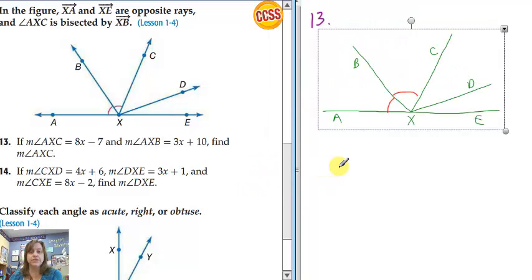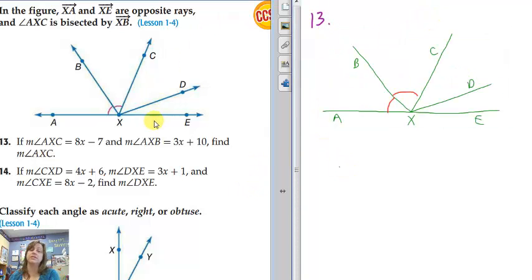Numbers 13 and 14 require us to draw this picture. So be sure you pause the video if you haven't already drawn the picture. In 13, we're told the measure of angle AXC. AXC is all of this bigger angle here. And we're told that that measure is 8x minus 7. AXB, this smaller angle, marked in red, that angle is 3x plus 10.